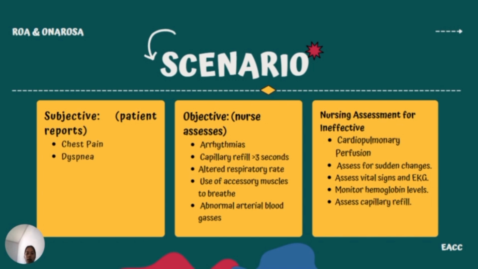So dito naman tayo sa nursing assessment for ineffective cardiopulmonary. So assess for sudden changes. So take note the presence of sudden chest pain, diaphoresis, and respiratory distress and hemoptysis which could signal a pulmonary embolus.